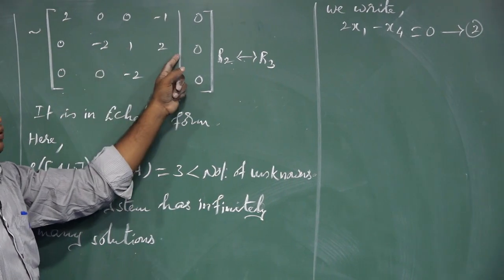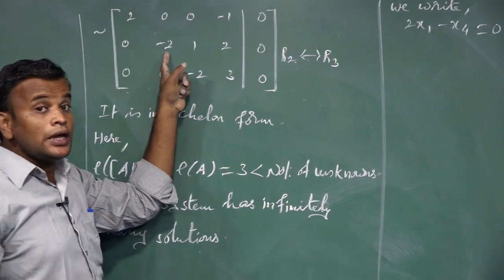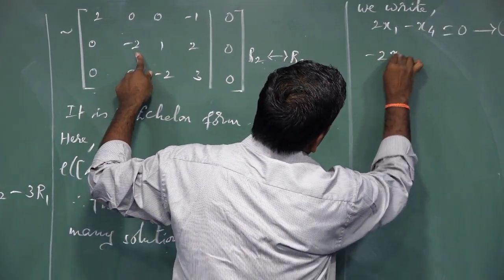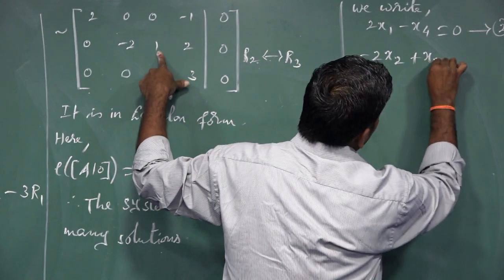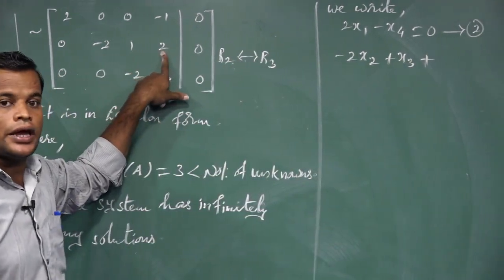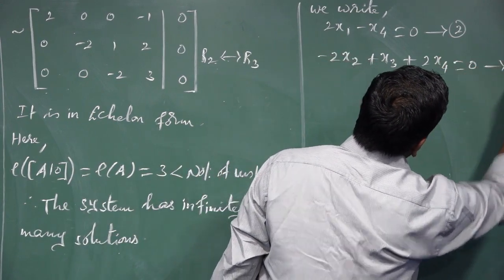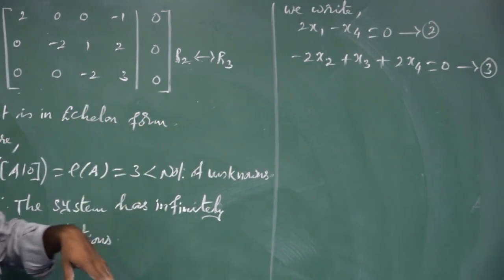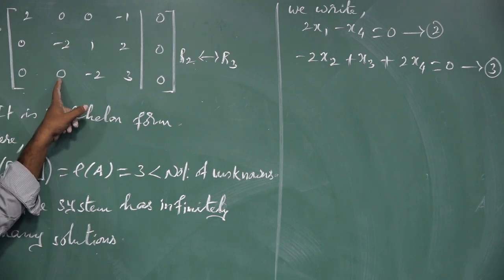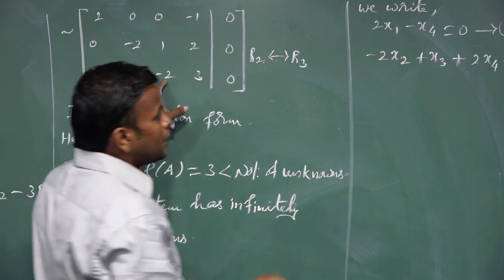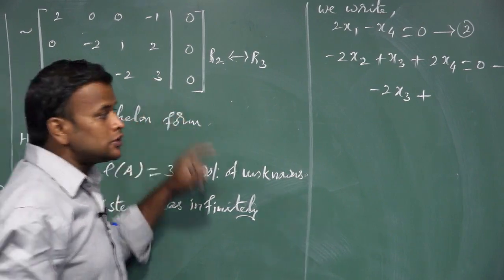Now we move to the second row. 0 into x1 is 0. Minus 2 into x2 is minus 2x2. Plus 1 into x3 is x3. Plus 2 into x4 is 2x4. Is equal to 0. Third equation. Next, the third row. 0 into x1 is 0. Plus 0 into x2 is 0. Minus 2 into x3 is minus 2x3. Plus 3 into x4 is 3x4.